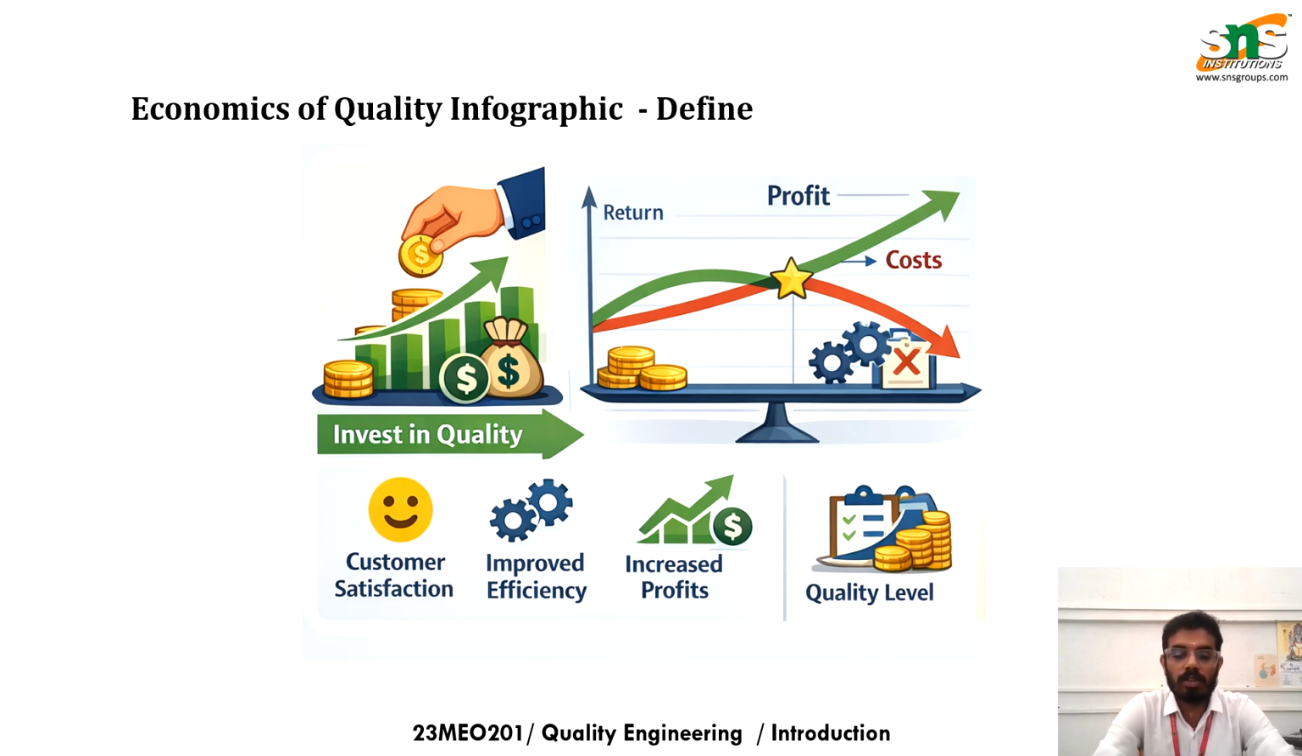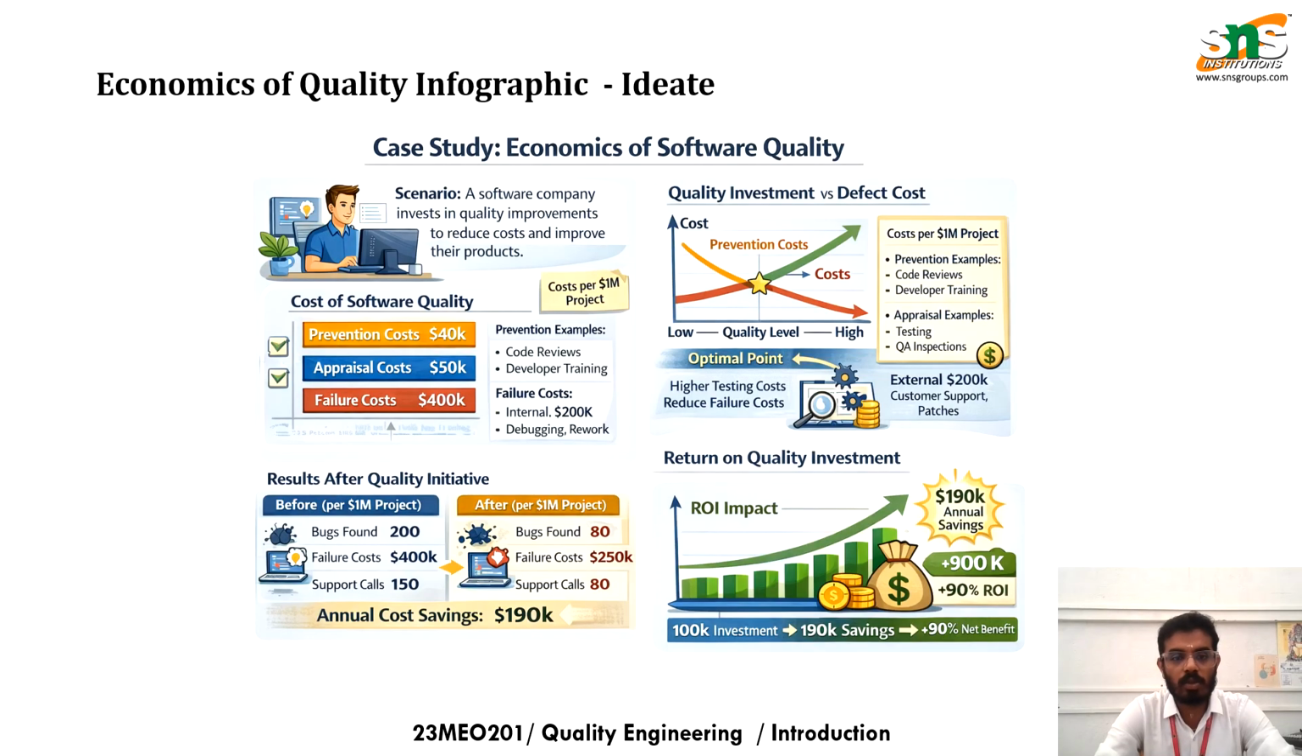So the most important thing is the cost versus profit relationship. What is the cost versus profit relationship? This is a case study of the economics of software quality. The scenario: a software company invests in quality improvements to reduce cost and improve their products. So what are the three types of costs? It shows in the second list: prevention cost, appraisal cost, and failure cost.